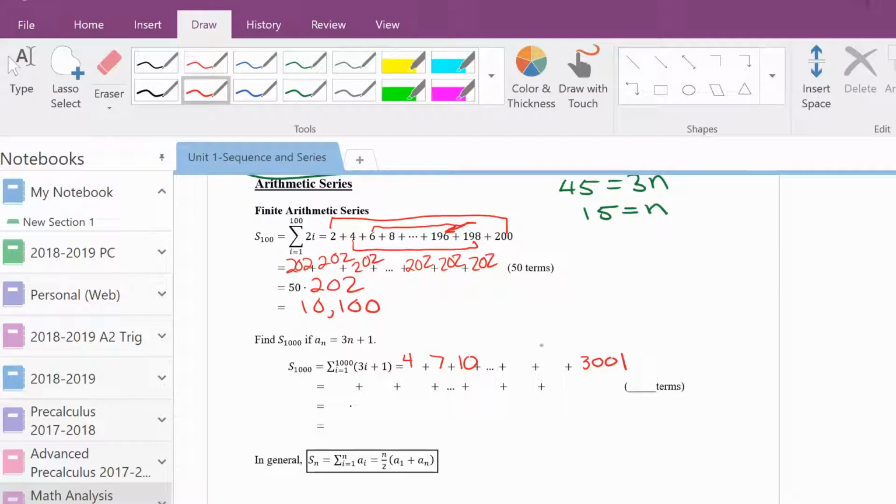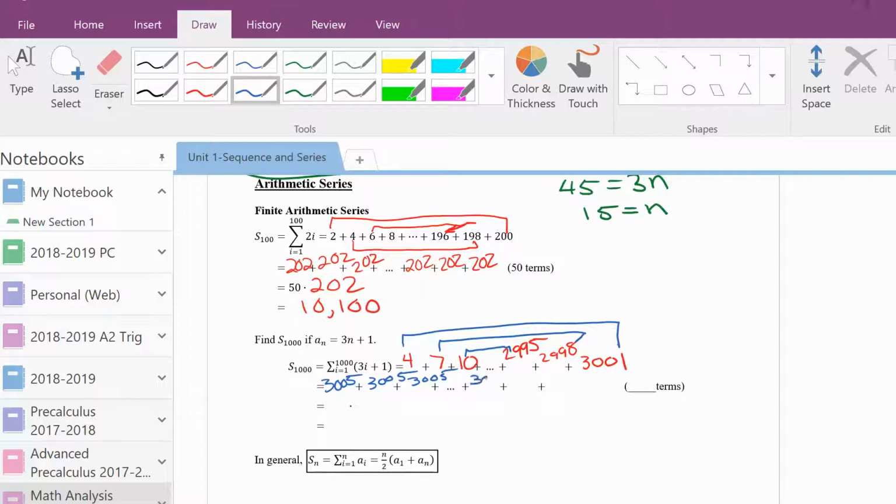Now to find the next to last, I'm going to use the fact that the difference is 3. So I'm going to go backwards. So this is 2,998 and 2,995. So notice if we pair those up, the first and last, it's 3,005. The second and the second to last is also 3,005. And then the third and the third to last is also 3,005. And that pattern will continue for all the pairs.